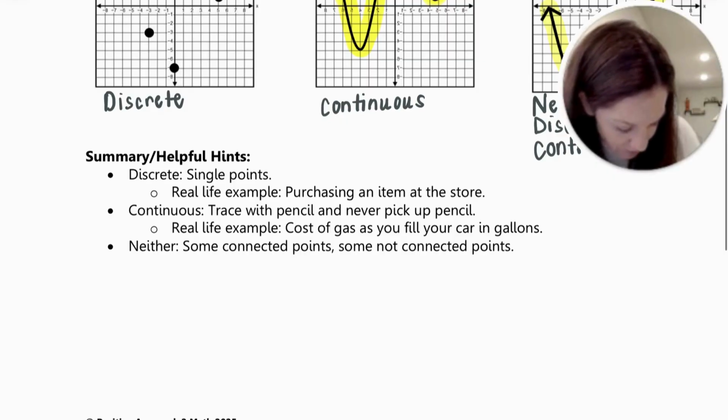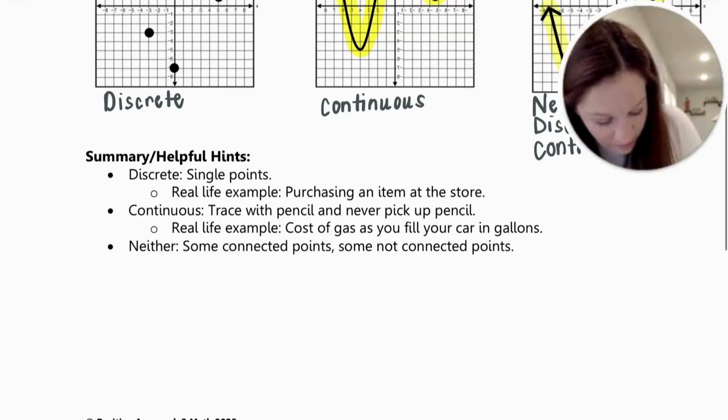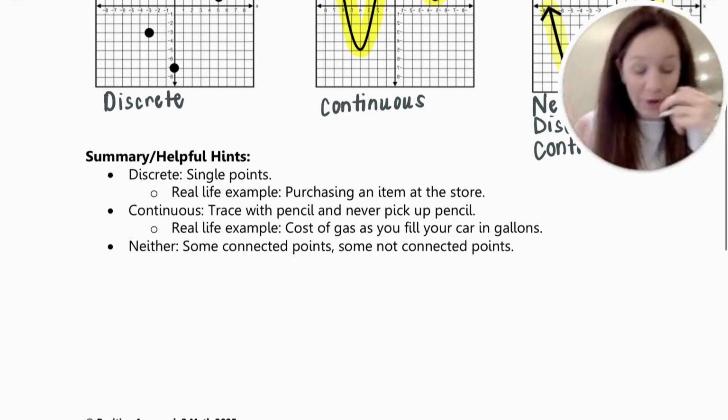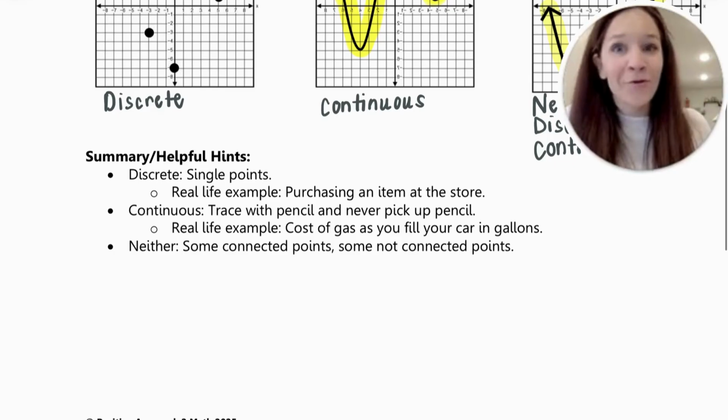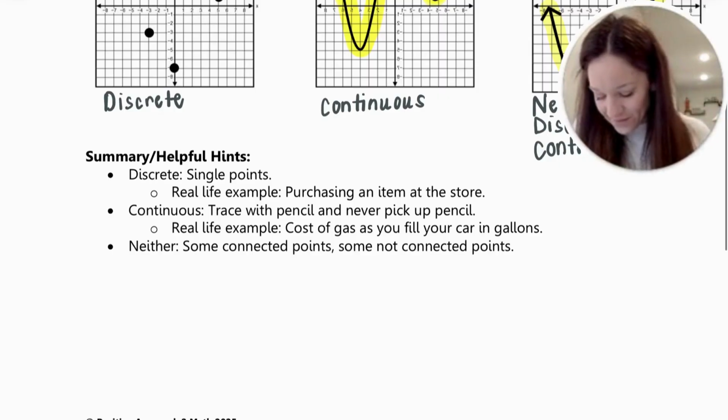Neither discrete nor continuous. You could also see something with dots in the mix, right? If there were little dots, that would still be neither, okay? Like I said, very, very short. So we saved the shortest for last. Some summary and helpful hints.